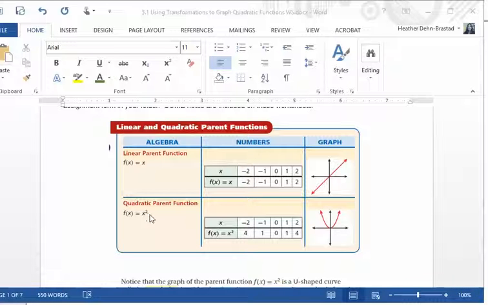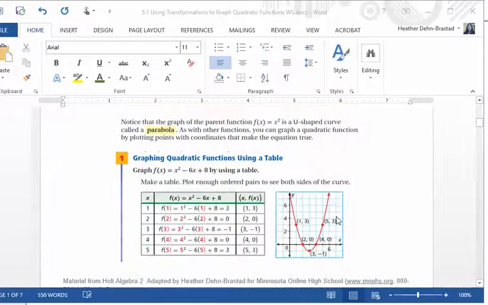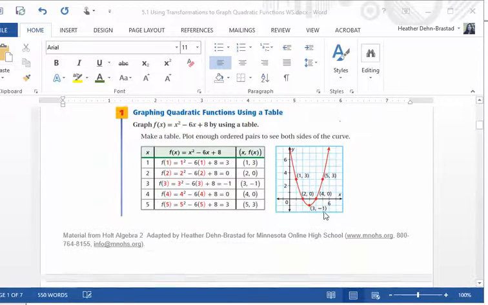And the parent function y equals x squared, or f of x equals x squared, has the origin, the turning point, or the vertex, right at the origin. So you can do it with a table by plugging in different points and then plotting them on graph. This works best if you're doing this by hand on graph paper.